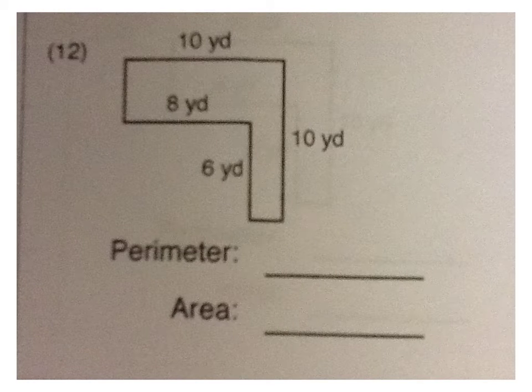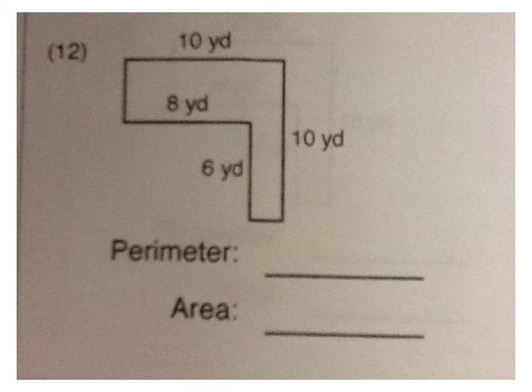Okay, friends, here's just a little added support for your homework tonight. Remember, we're finding both perimeter and area. Perimeter is when you add up all the sides together, and area is when you multiply the length times the width. Okay, so what we have here, this is number 12 on your homework, is an irregular shape.